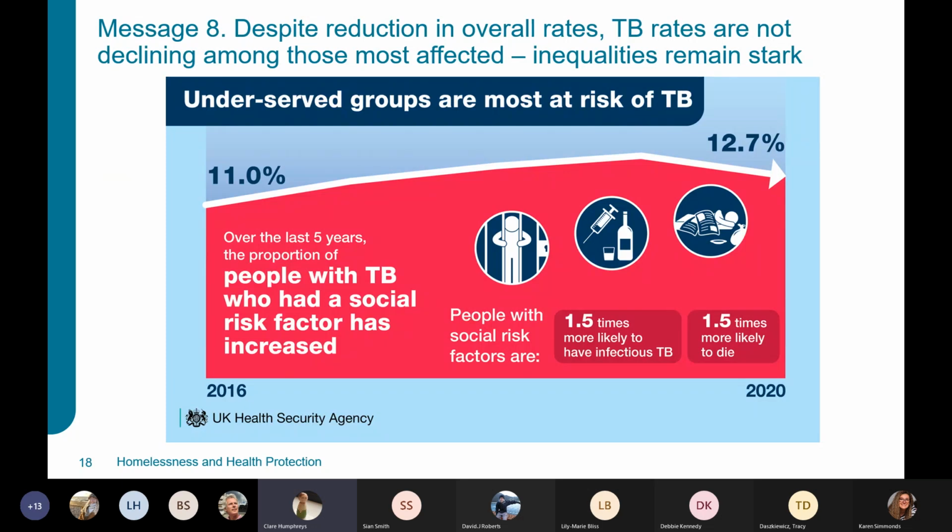We've seen that in the last 5 years, the proportion with social risk factors has increased, and that includes homelessness, a history of being in prison, and drug and alcohol abuse. Those people are also more likely to have adverse outcomes. So it's really important that we tackle TB in all groups, especially in these harder to reach groups. Next slide, please.